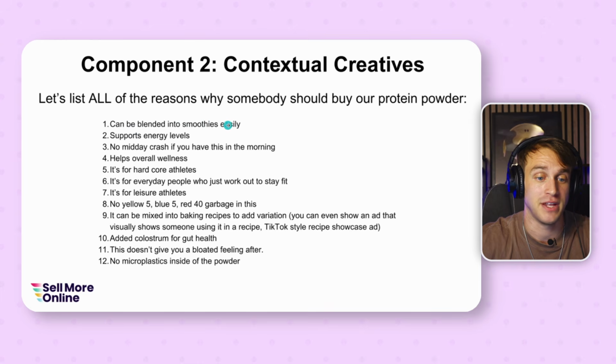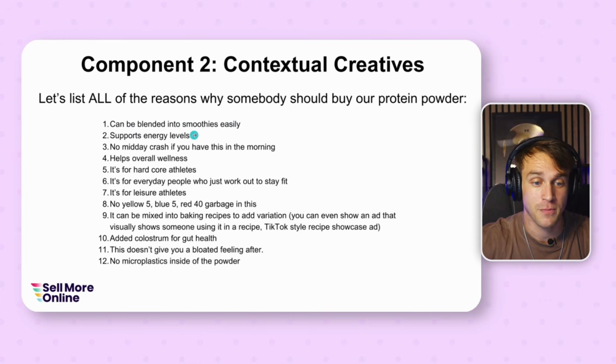And by own ad, I mean literally its own full ad. So you script out an individual hook, body, and CTA for each one of these things. So I would make a hook, body, and CTA talking about how this protein powder can be blended into smoothies easily.